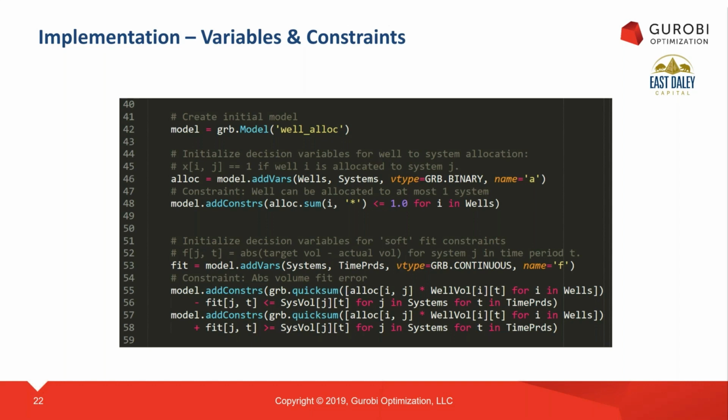Line 53, those are our continuous fit variables. It's the cross product of our systems list and our time periods list, and they're continuous variables. By the way, the naming is helpful when you're debugging things. If you write an actual LP file, the variables will actually be named F system 1, time period 6. And then lines 55 and 57 are adding in the fit constraints. They should be identical, except the minus fit less than or equal to sys volumes, plus fit greater than or equal to sys volumes.